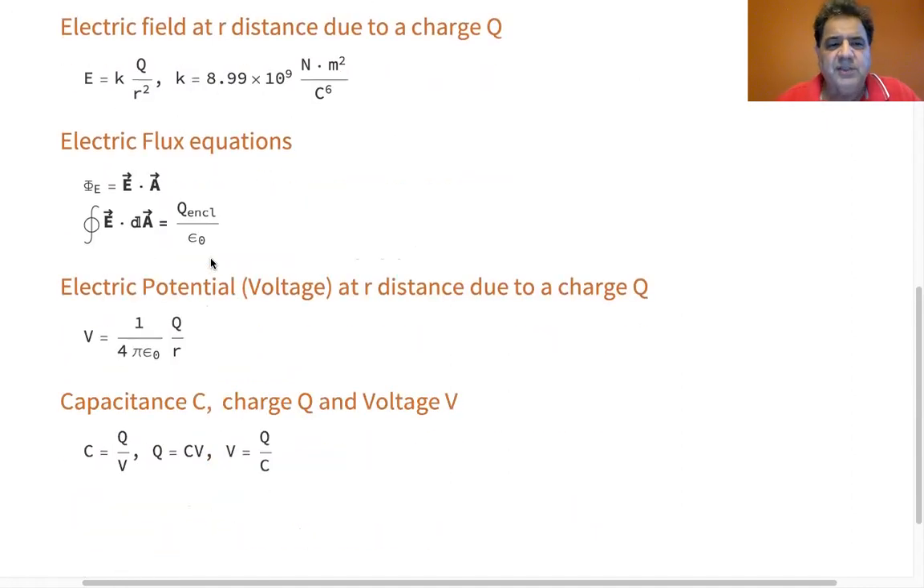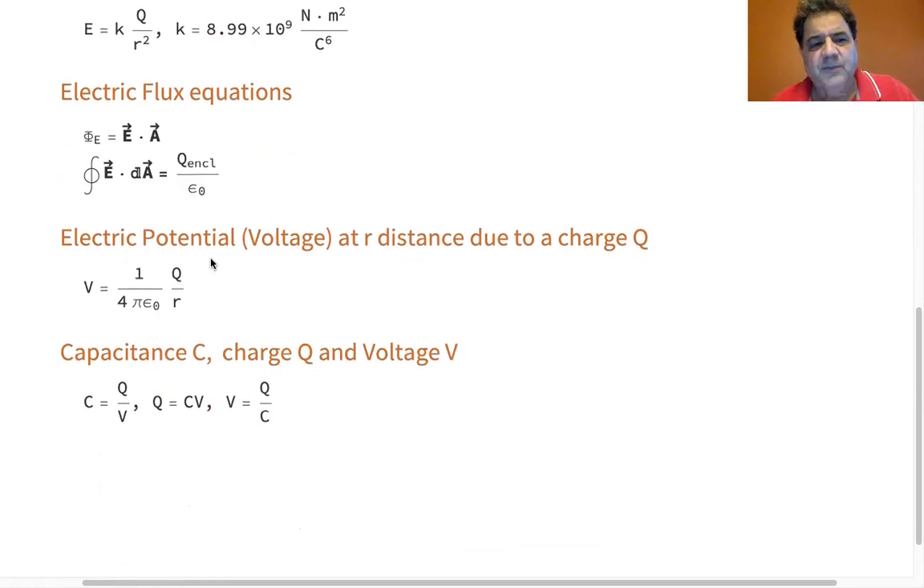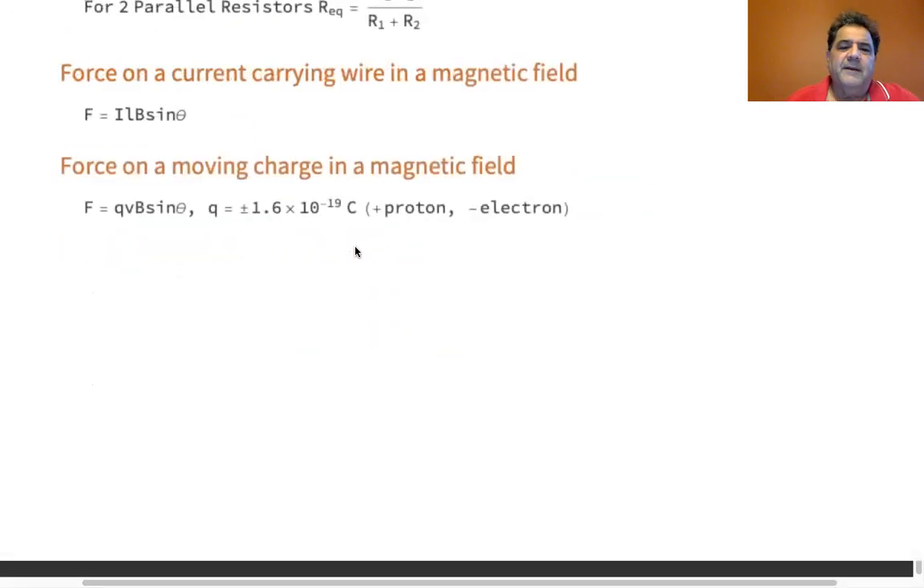Now, moving on to the electric potential. The electric potential, or voltage, at a distance r due to the charge Q is V equals 1 over 4 pi epsilon 0 times Q divided by r. Capacitance C, charge Q, and voltage V: this is the relationship between them. Capacitance is equal to the charge divided by the voltage. The total charge is equal to the capacitance times the voltage, and the voltage is equal to the charge divided by the capacitance.